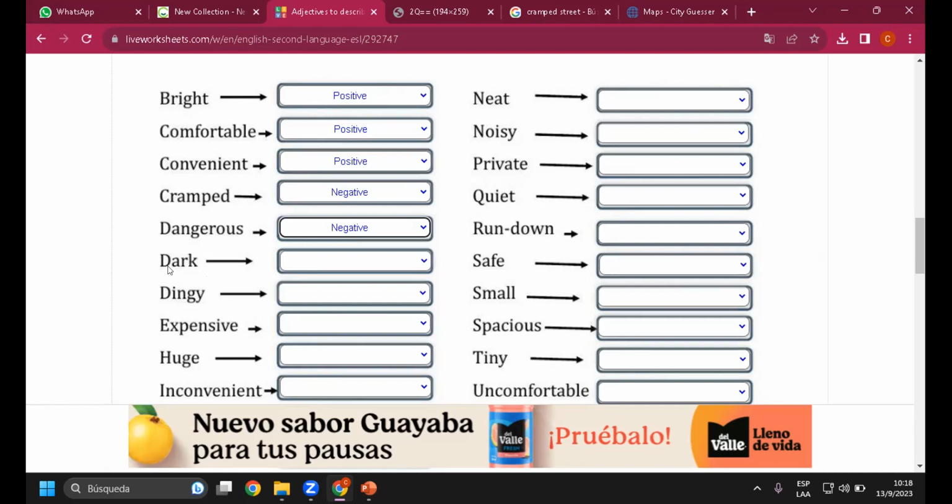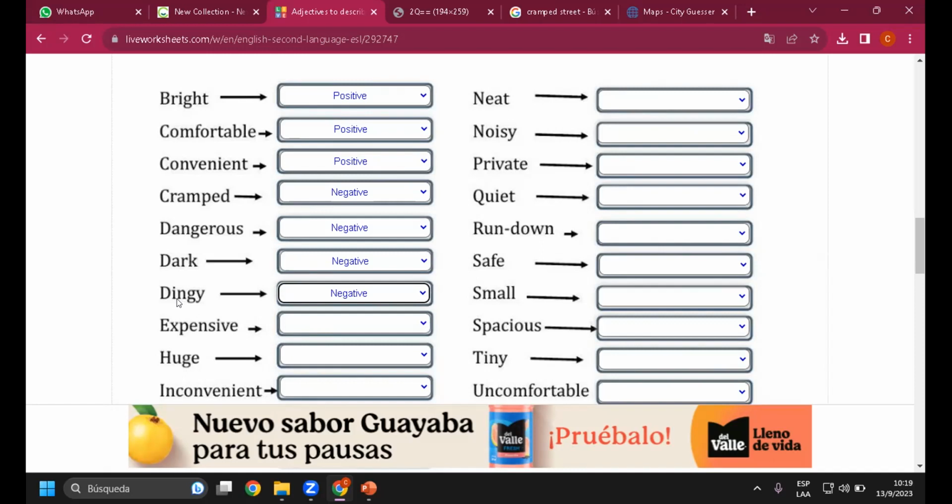Unfortunately, Latin American countries, I consider that they are dangerous, right? Then we have dark. Positive or negative? Negative, right? Then we have dingy. Do you know the meaning for dingy? What do you think? No, teacher, I don't know. Dingy is the opposite of clean. So dingy is basically a synonym of dirty. So dingy, positive or negative? Negative. Totally negative, right?